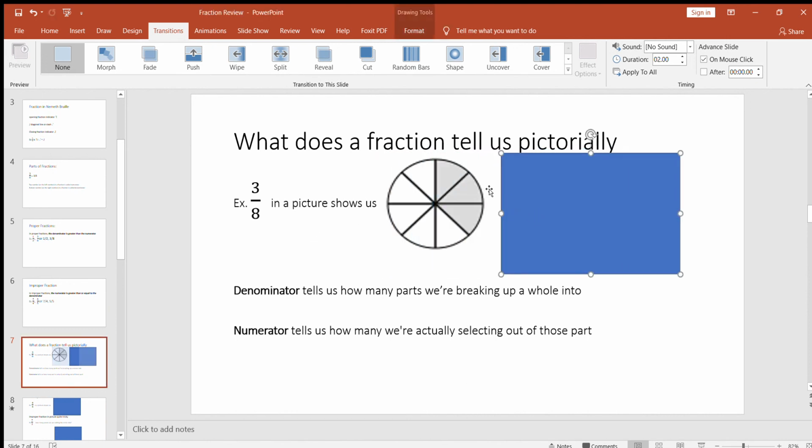Now imagine a pizza, right? 3 over 8 tells us that the pizza is cut into 8 slices.